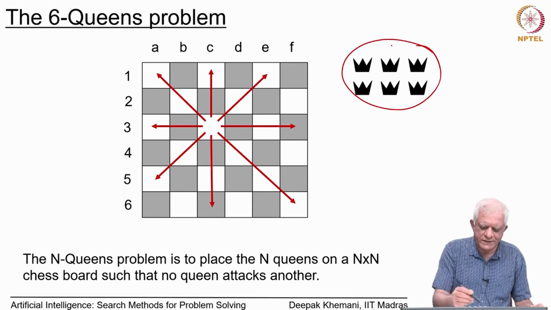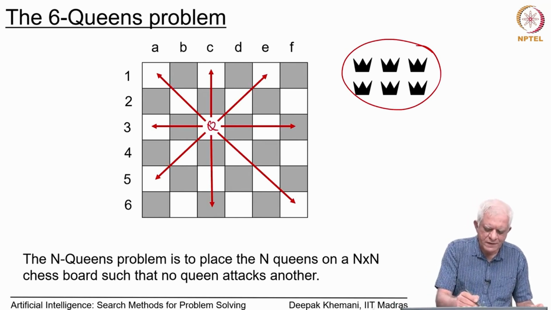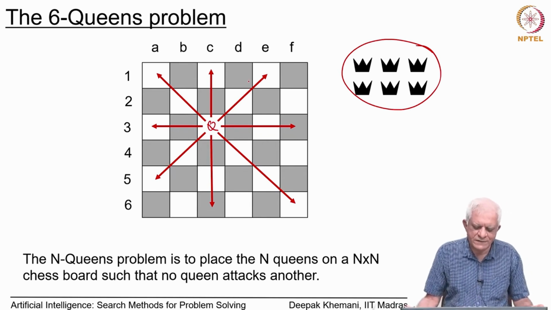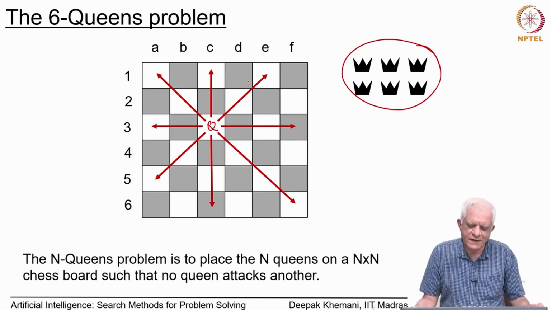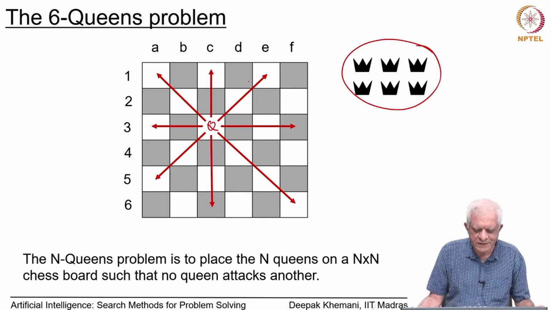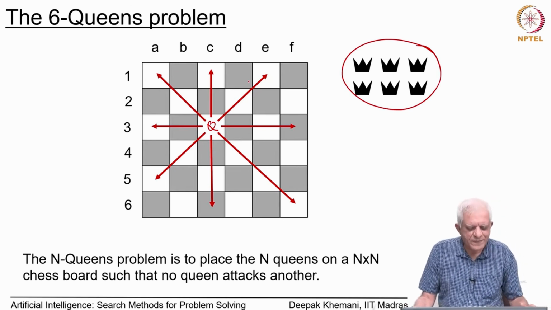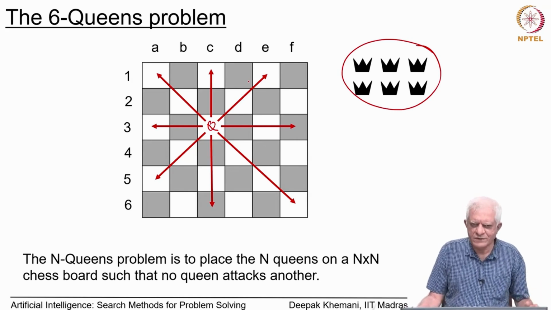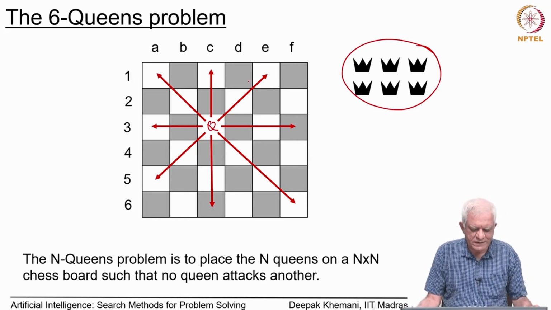So, if you had a queen sitting here, then no other queen can sit on any of these red lines that we have drawn, because queens attack in vertical, horizontal and diagonal directions. So, you can't place a queen in any other place, and now you have to place all these 6 queens. Of course, it is a problem which is familiar to us, and often you might do it in a data structures course, and you can use depth first search to solve it and so on.